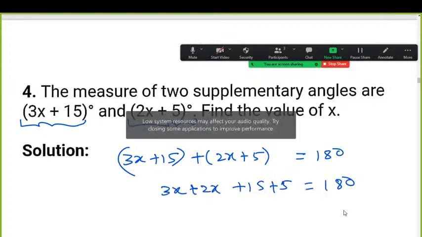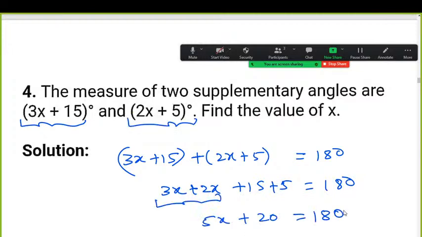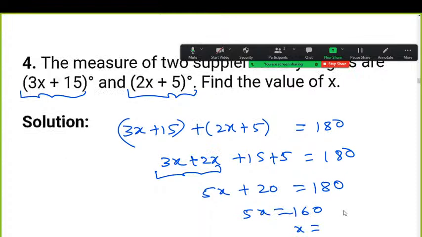Yes, sir. And here the like terms are 3x plus 2x, that will be 5x, 15 plus 5, it will be 20. I need to subtract it with 180, that is going to be 160. And now I will divide both sides by 5. I will get 5 to the 15 and 5 to the 10. 32 is my x, and we are supposed to figure out x only. Got it? Now if you want to determine the value of both angles, you can just put value 32 and you can determine.